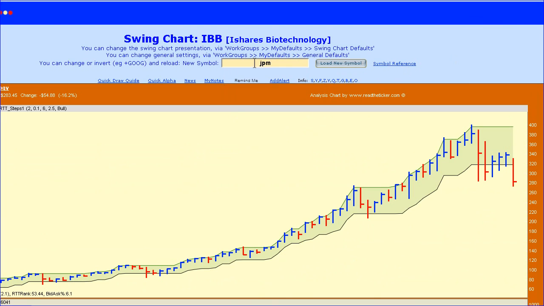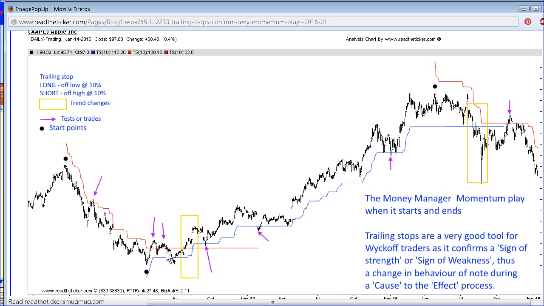JP Morgan. Once again, I'll just remind you, the blue line, which is a fixed starting point by entering a date, is an object. This is the perfect trailing stop. But you can't flick through charts with that automatically on. You have to use the RTT Steps tool to show that red dotted line. So let's just have a look at JP Morgan.